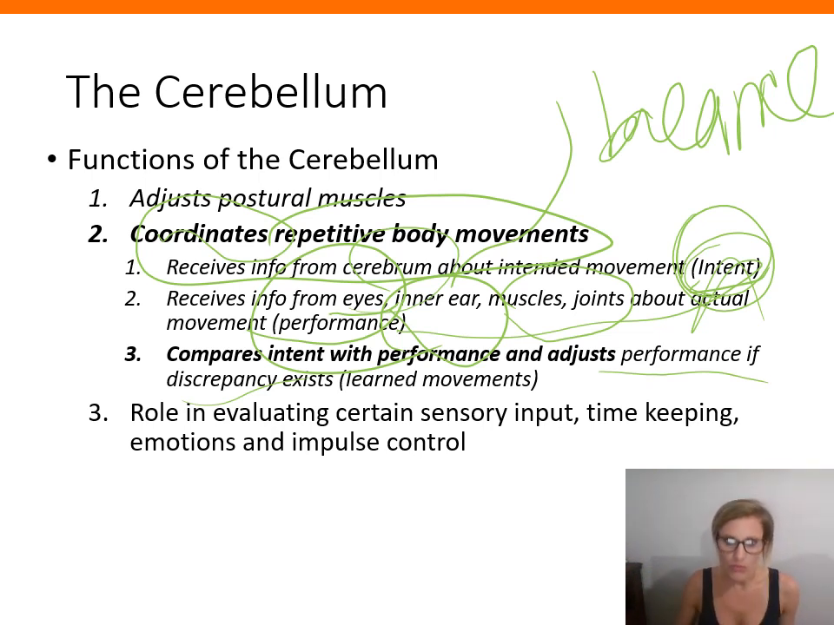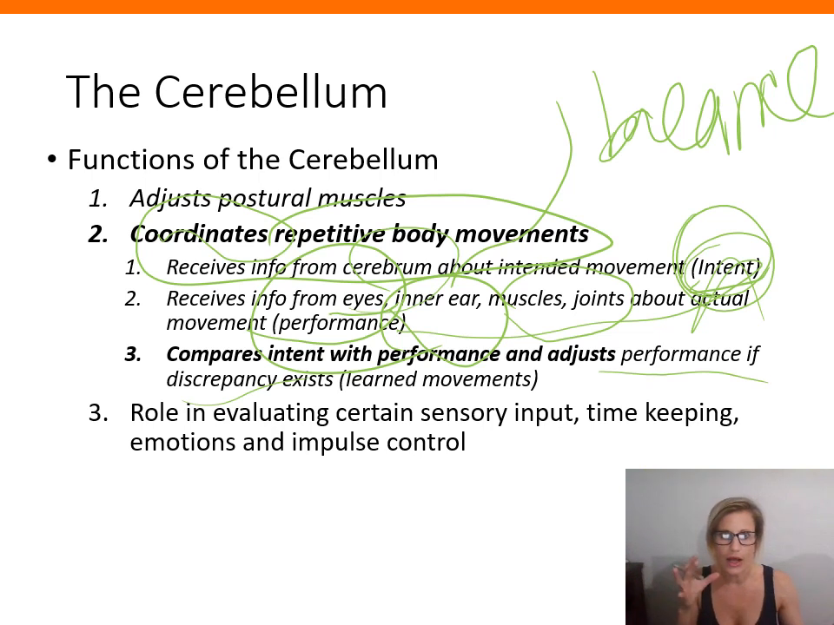More recently, we are figuring out that the cerebellum does have some other functions that aren't related to movement. So we're finding out that there's more to the cerebellum than we initially thought. We're just learning now that the cerebellum has a role in evaluating certain sensory input, like pitch. People who are really good at music, their cerebellum is highly developed and they're really good at comparing the pitch of different sounds.